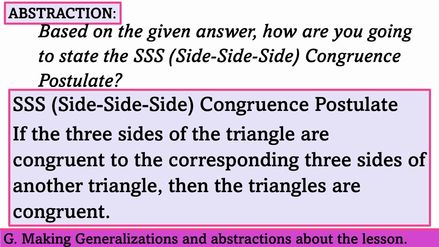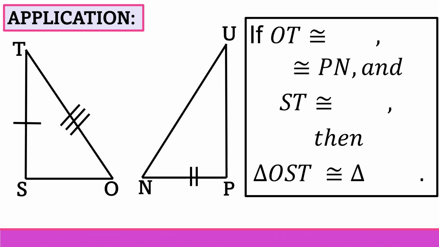So dapat po, three sides of the one triangle are congruent to the corresponding three sides din ng another triangle para matawag sila na congruent triangles. So since three sides po ang congruent or corresponding measures are equal, then we can say that they are congruent through SSS congruence postulate. So naintindihan po ba? Very good.